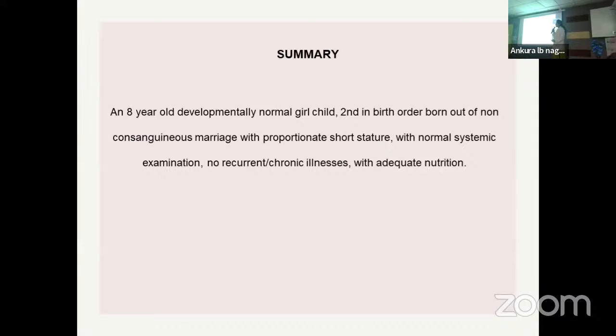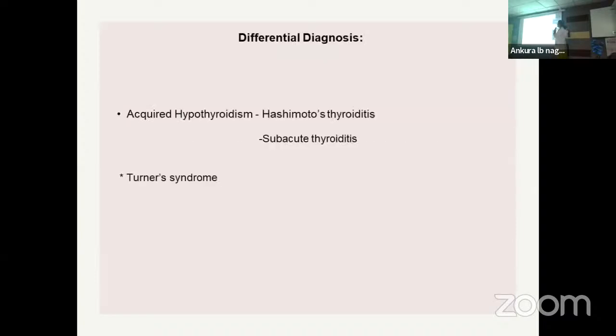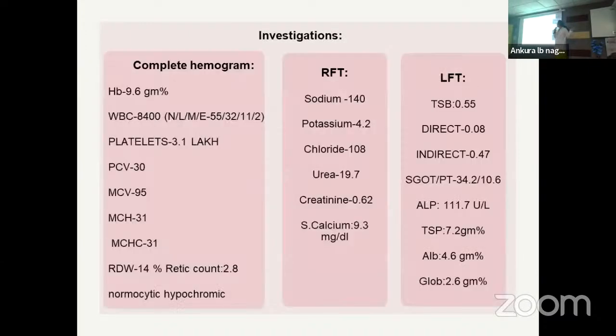And since it is a female child with short stature, syndromic causes or Turner's was also suspected. So endocrine causes, more likely hypothyroidism, or it can be panhypopituitarism. But in panhypopituitarism there should be features of midline defects, which were not there. So more likely acquired hypothyroidism and Turner syndrome.